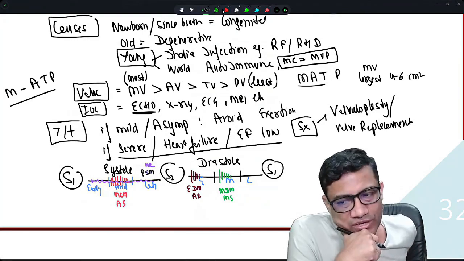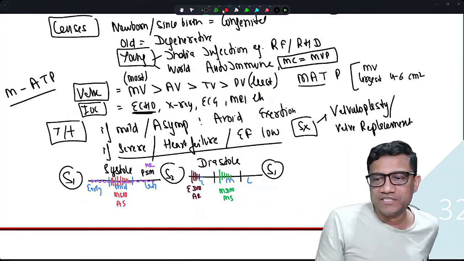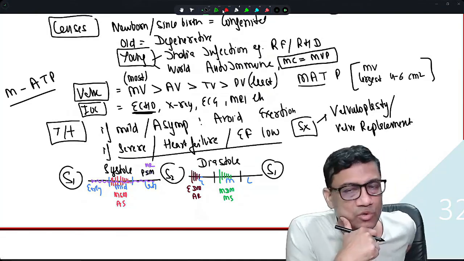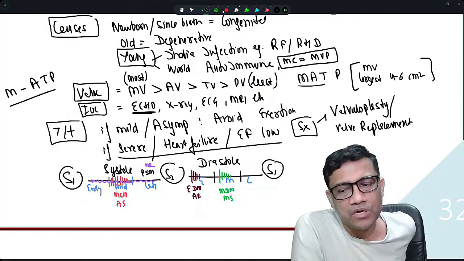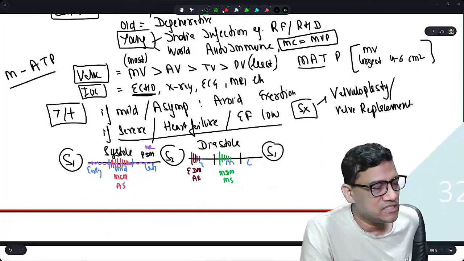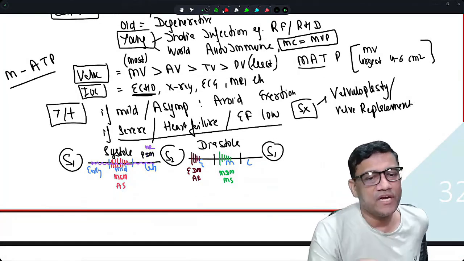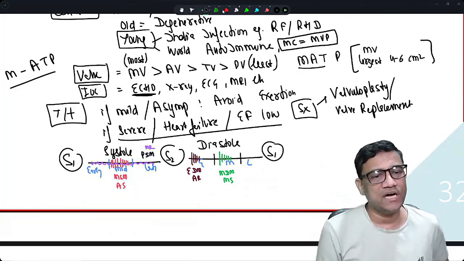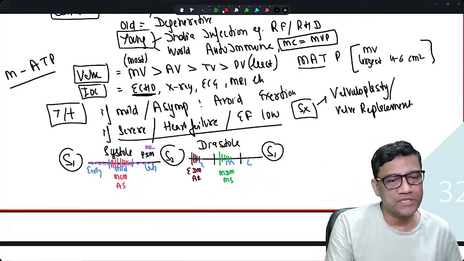Least is this. Okay. So mitral valve is the largest. That is why there are more chances of it getting damaged and affected. Why? Because it is big, it will get damaged sooner. So that's why mitral valve is affected more. Now, investigation of choice. It is what? We are doing the echo, X-ray, ECG, MRI. So these are the investigations of choice in this case. Are you clear?